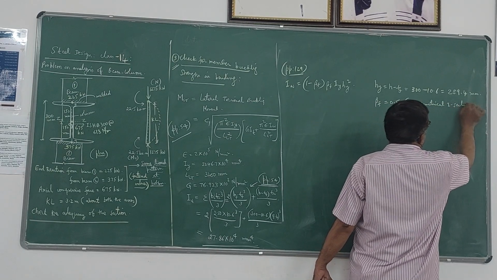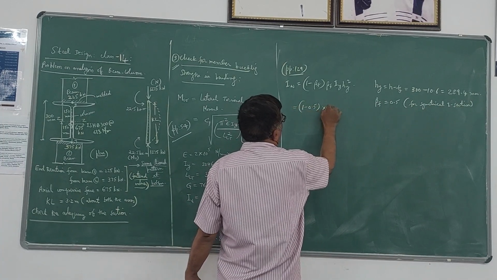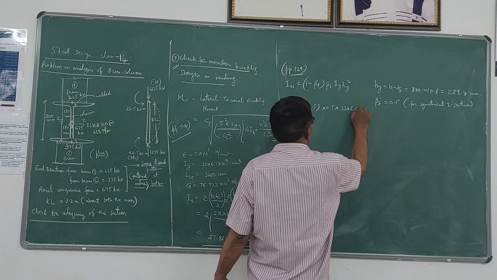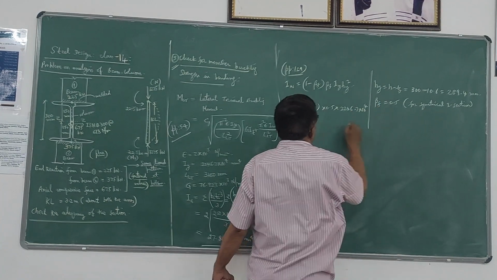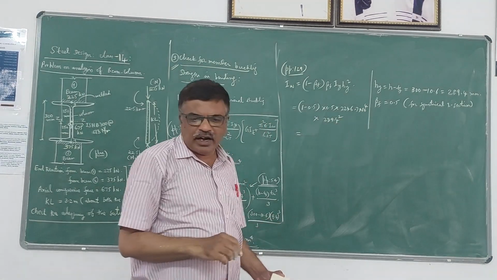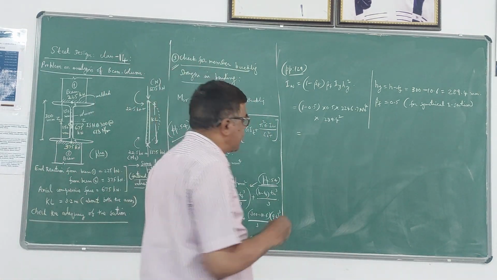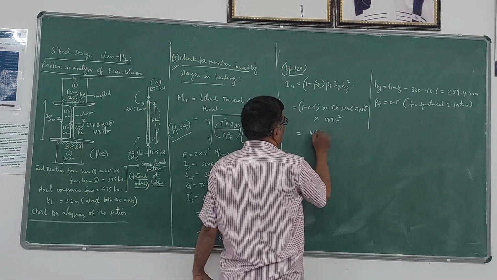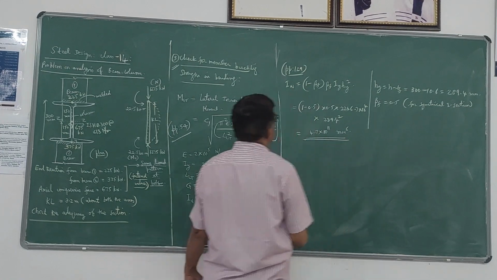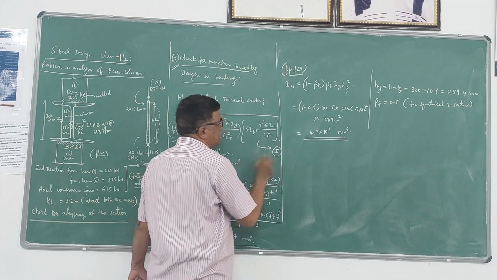So if you substitute these values and simplify, that is 1 minus 0.5 into 0.5 into 2246.7 into 10 power 4 into this value, 289.4 square, you will get a value of 4.7 into 10 power 11. It's a big number: 4.7 into 10 power 11 millimeter power 6. Please note that this is the unit of IW. Now you have to substitute all these values in this expression.